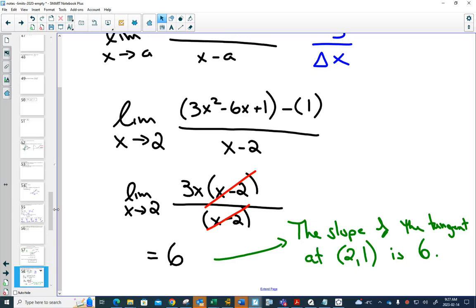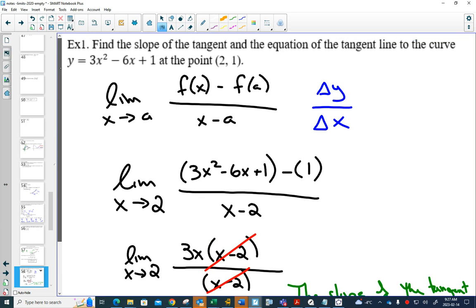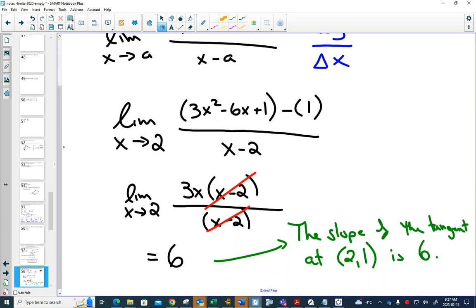Which is really neat because, first of all, would you agree this is a parabola? 3x squared minus 6x plus 1. It's some sort of parabola that opens up. We have a point on there, (2, 1). There is only one line that perfectly makes that tangent at that point. And we just figured out that that line has a slope of 6.